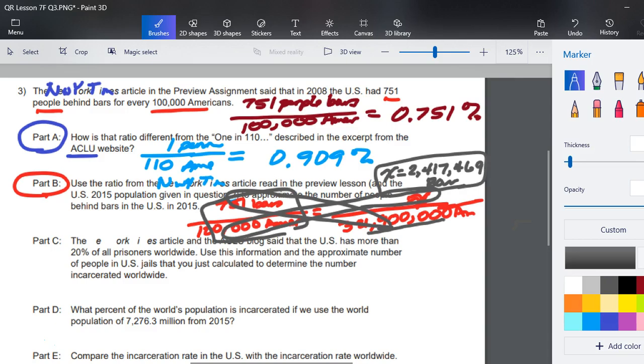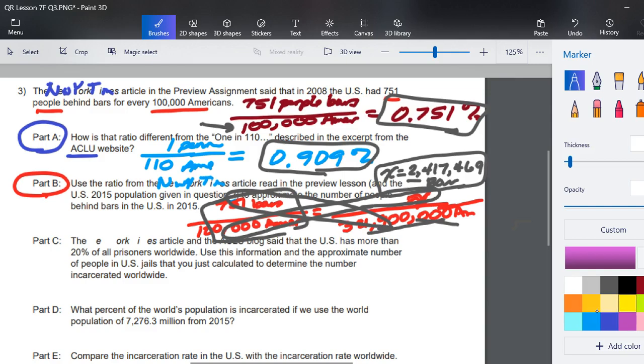So a pause, looking at Part A. The New York Times article compared the number of people behind bars to the total population, which includes children. So this number includes children in the 100,000 Americans. However, the ACLU number only accounted for adults. Part B, the number we have tells us that there are about 2.4 million prisoners in the United States based on this 2015 population. It's getting pretty congested here, but let's keep going for C, D, and E.